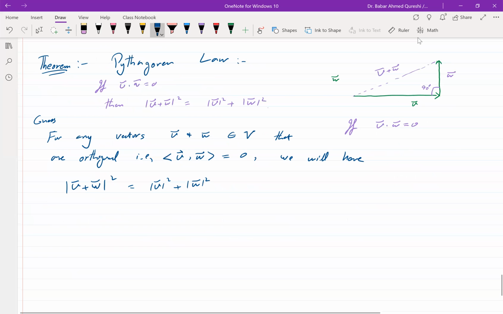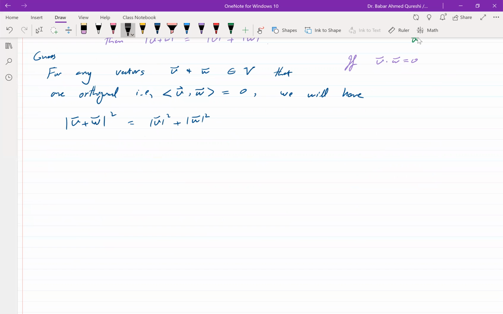And what do I mean by length? These are some abstract vectors. There's no other meaning to length except that the mod square of v plus w is just the scalar product of this vector with itself. What is my vector? v plus w. Its scalar product with itself gives me the length square. That's just a name for it. It's just the length because I have borrowed the terminology.